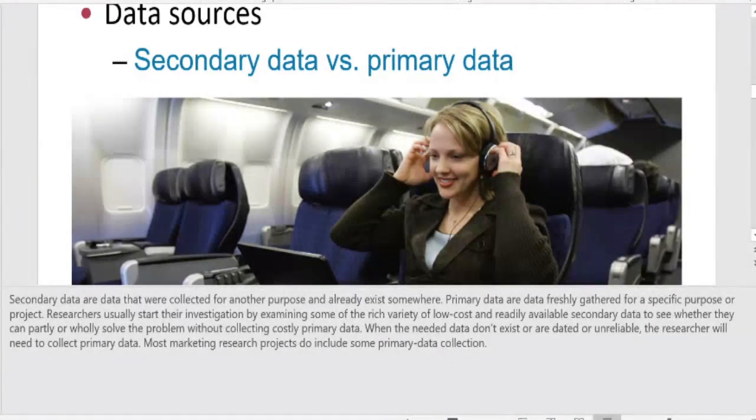So effectively, data, if it is collected for some purpose and that purpose was solved, but that data is still there and we want to use that same data for another purpose, that is called secondary data. But the data which is collected for a specific reason for the first time is called primary data. Now, generally, we start the investigation by examining the rich variety of low cost and already available secondary data, because this data was already collected. So let's say, for example, if you go to organizations for doing your summer training, somebody who did a summer training last year must have collected some data, and if you use that data, it is called secondary data.